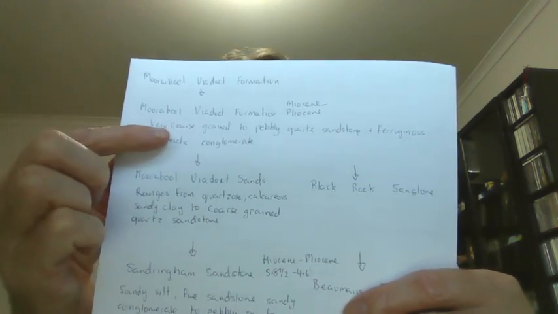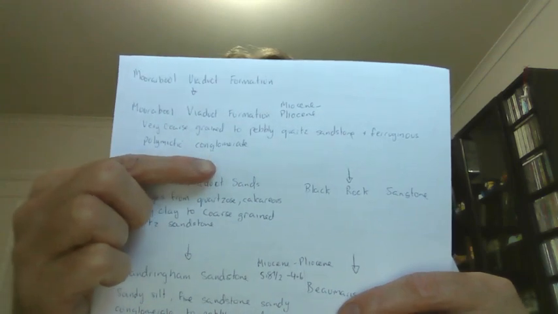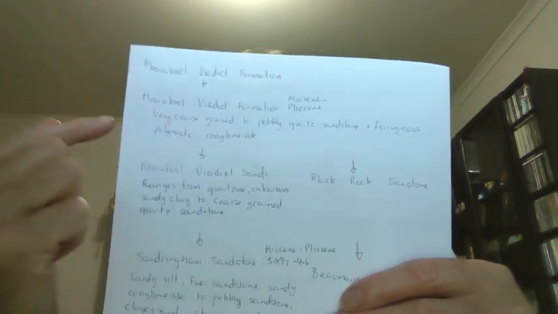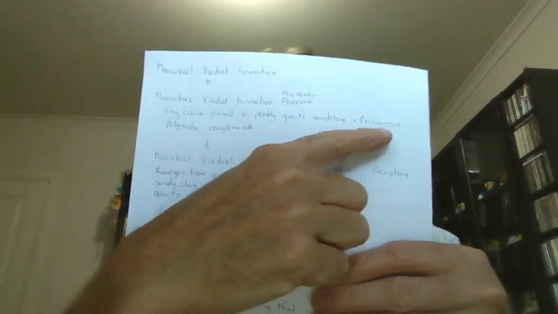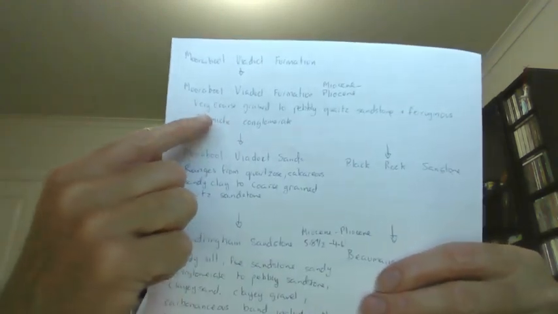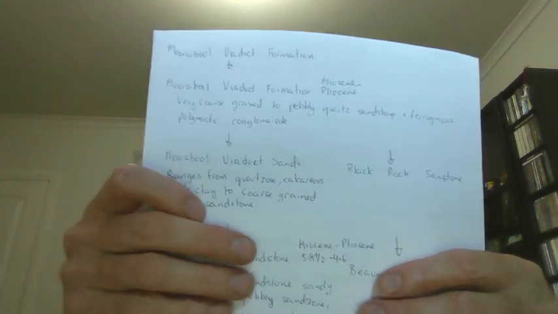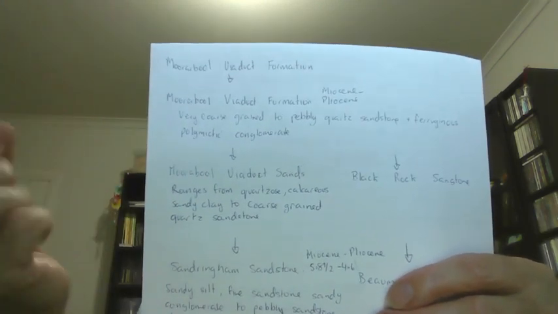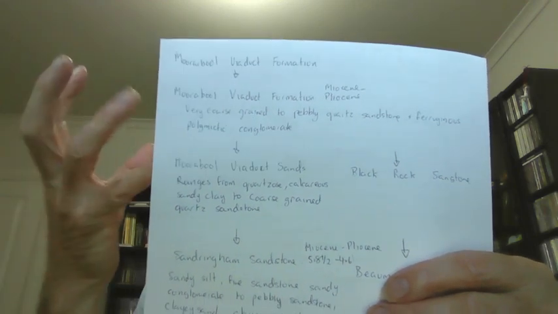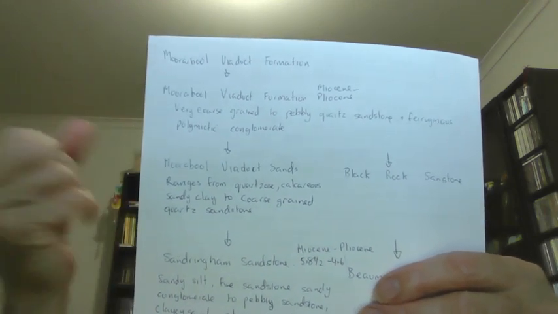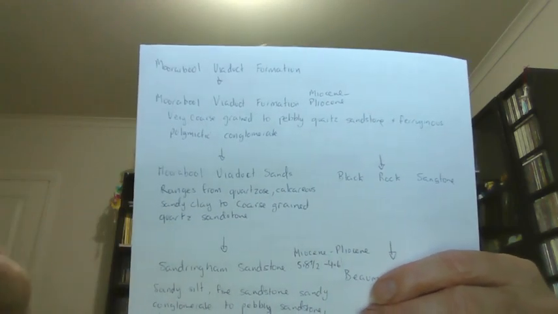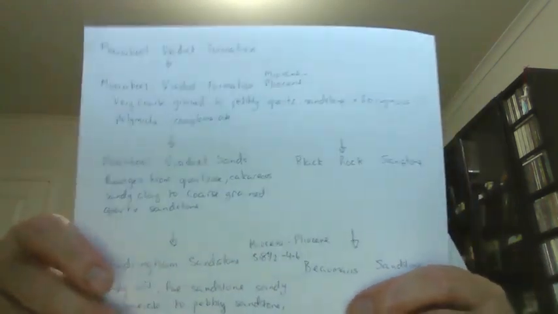Okay, pebbly quartz sandstone, ferruginous polymictic conglomerate. So it just means it has a lot of iron. Polymictic means it's made up of different materials, so the cobbles are not just one type. Conglomerate has cobbles in it. They don't come from just the Silurian siltstone or sandstone, or even the Devonian granites.